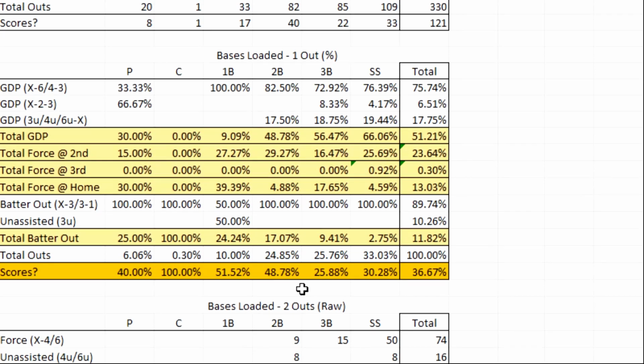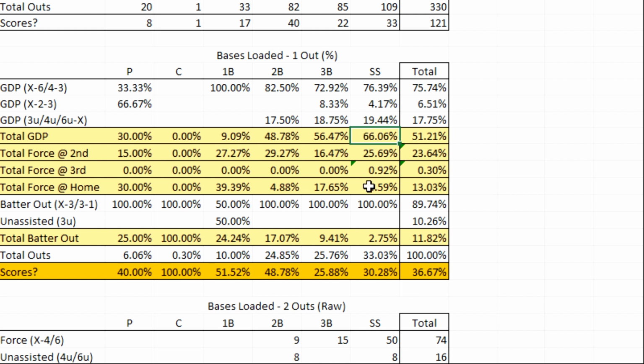With 1 out, the numbers go down because of the double play. So they go down to about 1/3 of the time instead of 2/3 of the time. And again, a majority of that reason is because of the double play, because a double play gets you out of the inning here. So in those cases, like shortstop, 2/3 of the time that double play is completed to get him out of the inning.